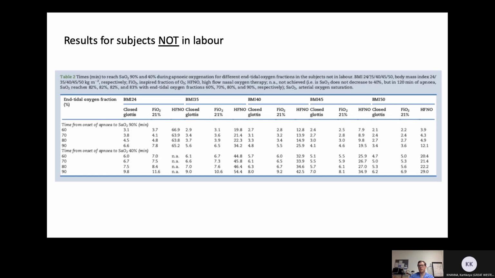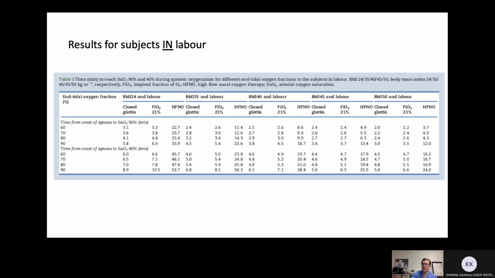But as you go towards the right-hand side, and even this is not in labour, you will see that at BMI 50, you are still seeing an increase, but it's much less marked versus those with the low BMI, and that having a closed glottis increases the time period that you'll be able to achieve. So in labour, it's even more marked, which makes sense. So if you're BMI 50 and in labour, then you get the least response to it.